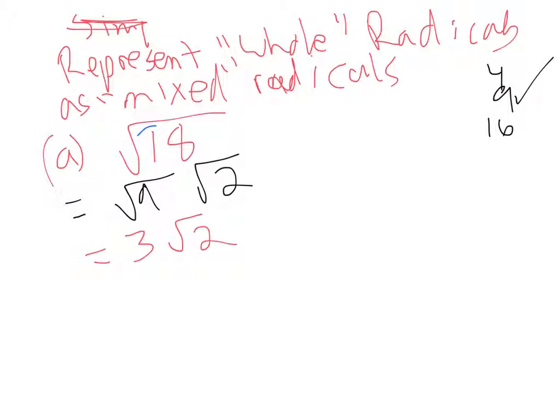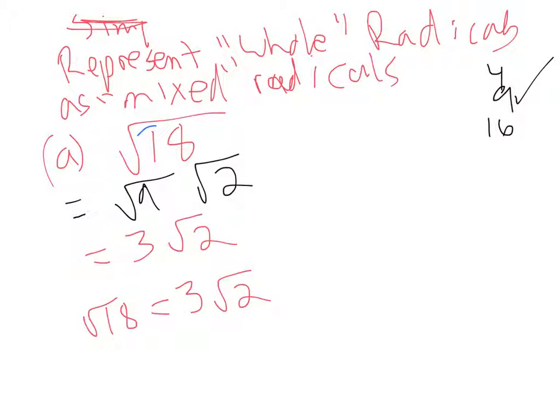So we can say now that the square root of 18 equals 3 root 2. And that's called representing a whole radical as a mixed radical. Specifically, 18 is a whole radical because the entire number is inside the radical. This is a mixed radical because it's mixed between a whole radical underneath and this number out here.